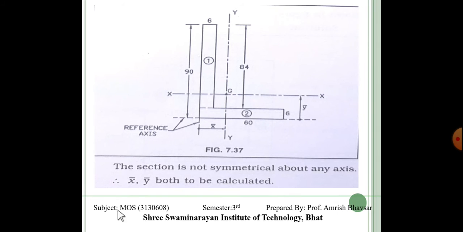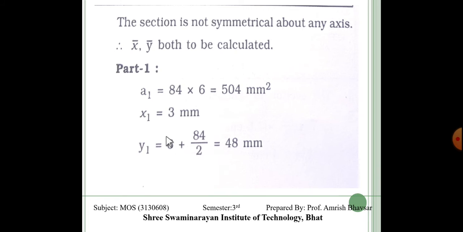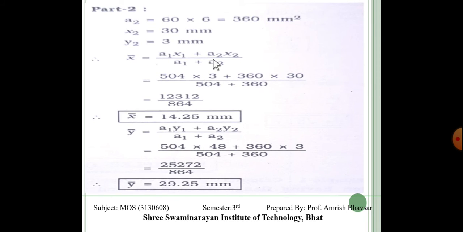Now, the section is not symmetrical about any axis. So we have to calculate x bar and y bar both. So first part 1: 84 by 6, so 504, x1 is 3 centimeter and y1 is 6 plus 84 by 2, so it is 48. Now part 2, a2 is 60 by 6, and x2 is 30 and y2 is 3.